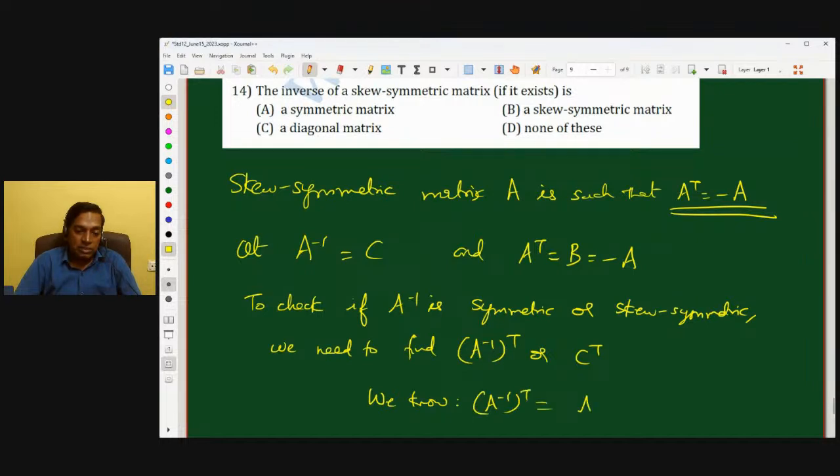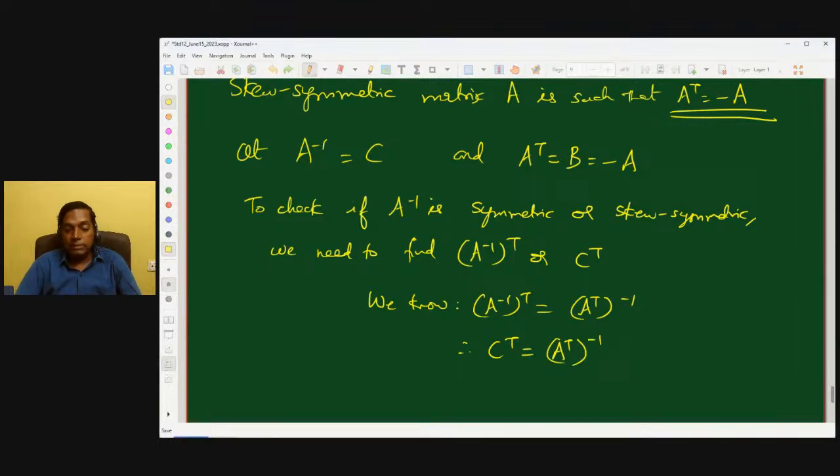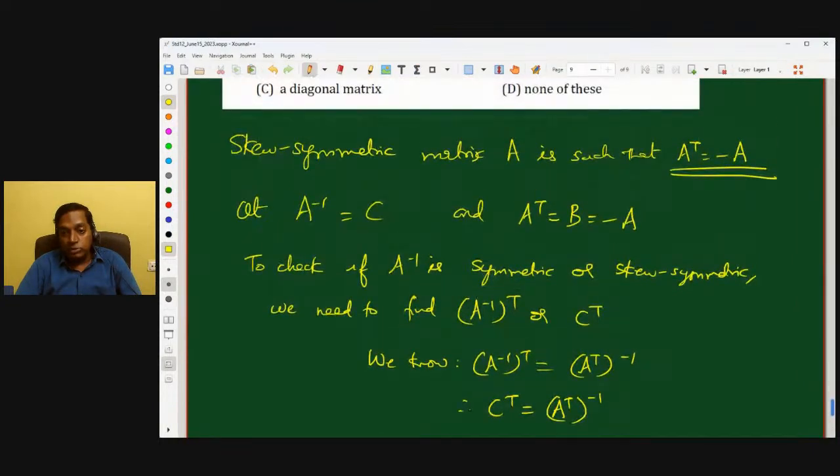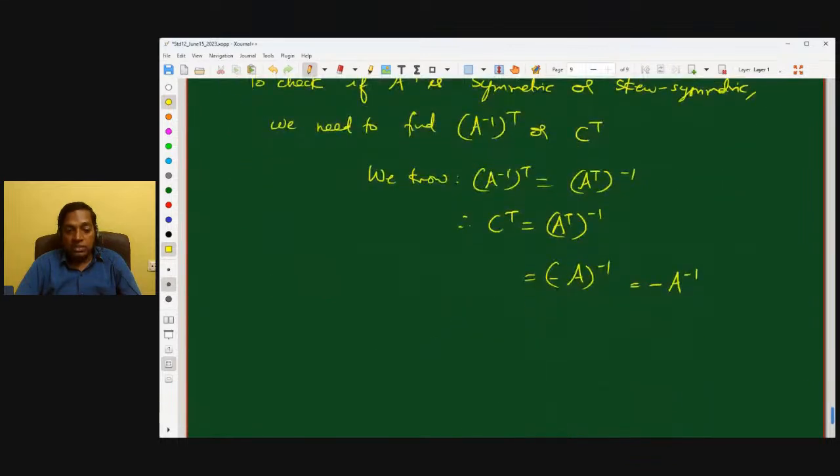We know A inverse transpose is A transpose inverse, just the result that we learnt. Therefore C transpose is A transpose inverse. But what is A transpose? A transpose is minus A, so the whole inverse is minus of A inverse. But A inverse is C, so this is minus C. Therefore, C is a skew symmetric matrix.